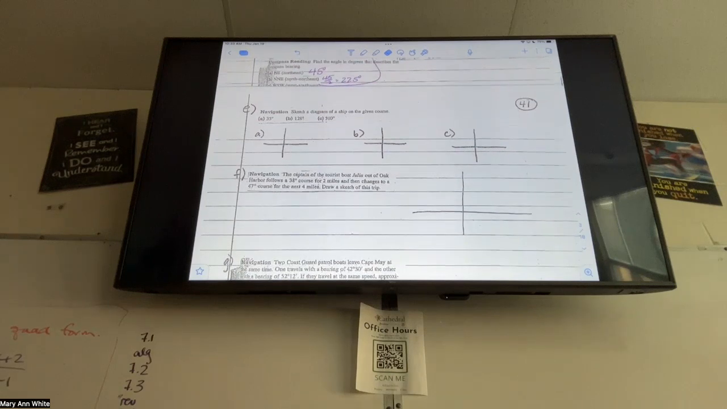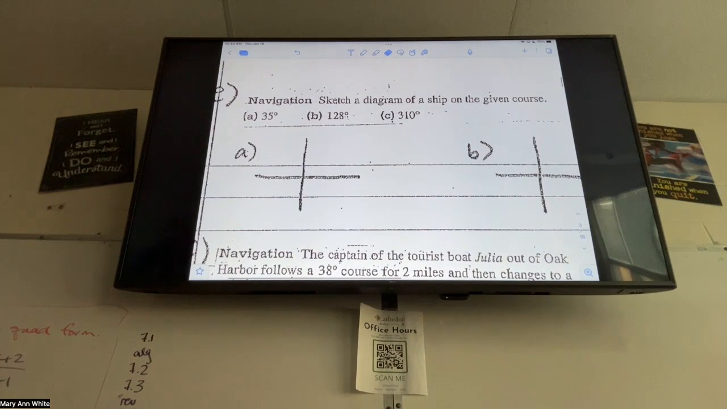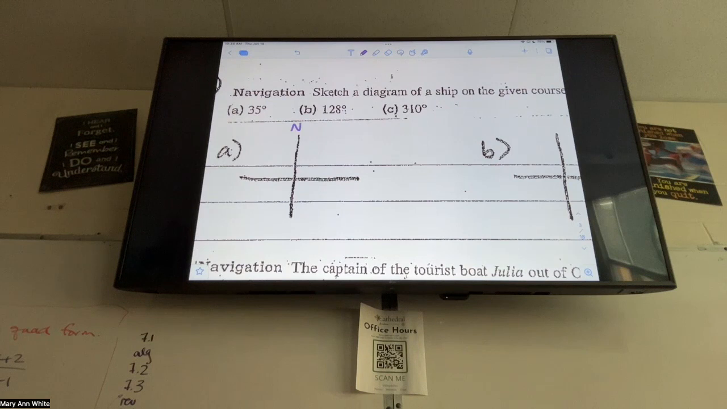We're gonna do a little drawing on letter E. It says sketch the diagram of the ship on the given course. We're always gonna start north when we're doing this navigation, this bearing stuff. And then again, we're gonna travel this direction and we're just gonna put a line where it's 35 degrees. You don't have a protractor, so I don't need it exactly but we're gonna make our best guess.